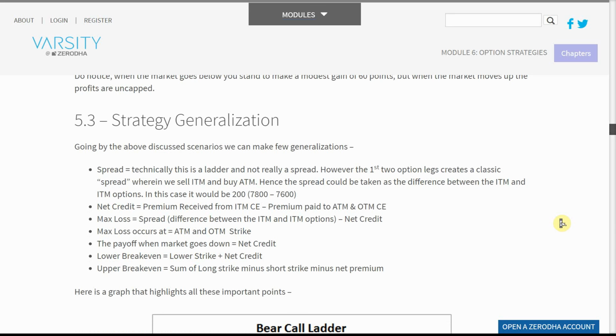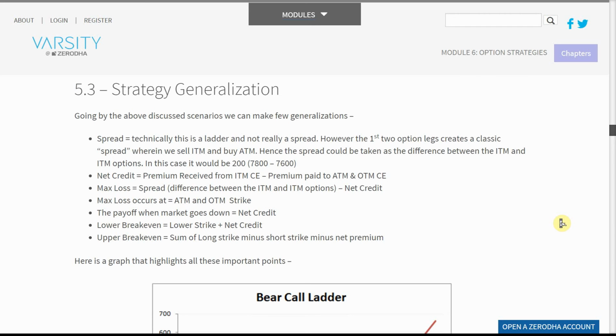5.3 Strategy Generalization. Going by the above discussed scenarios, we can make a few generalizations. Spread: technically this is a ladder and not really a spread. However, the first two option legs create a classic spread wherein we sell ITM and buy ATM. Hence the spread could be taken as the difference between the two ITM options. In this case it would be 200, 7800 minus 7600.